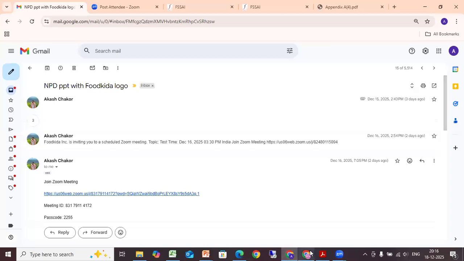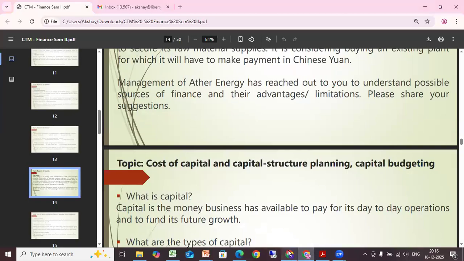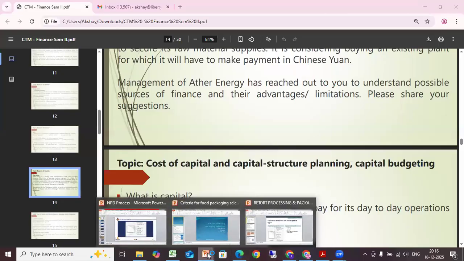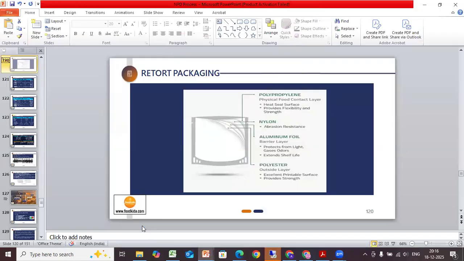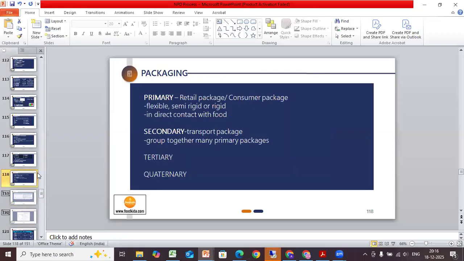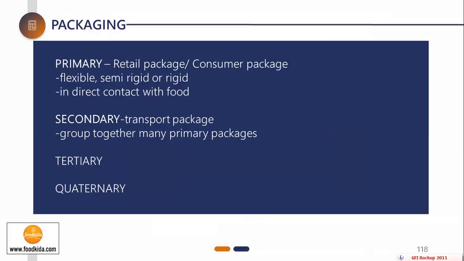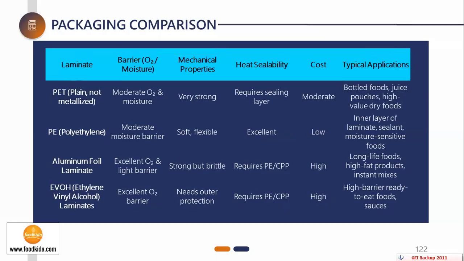Which sheet? The one with the pictures and all the packaging. No issues, I have added these slides into this presentation. Don't worry. Okay, so this is done. Then you go to PET, polyethylene terephthalate, plain, not metallized: moderate oxygen and moisture barrier, very strong mechanical properties, requires a sealing layer, and the cost is moderate.